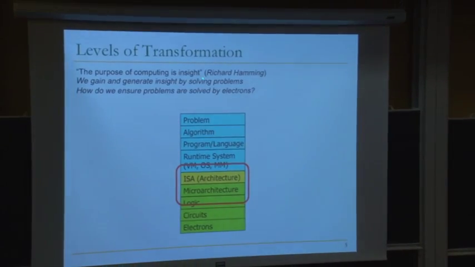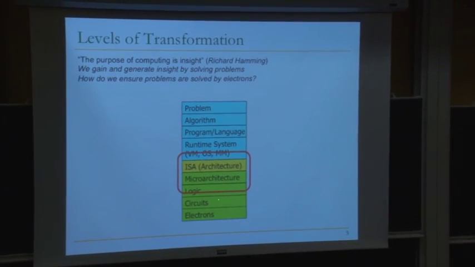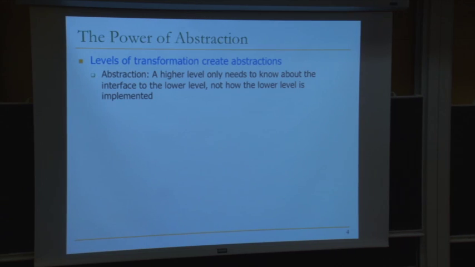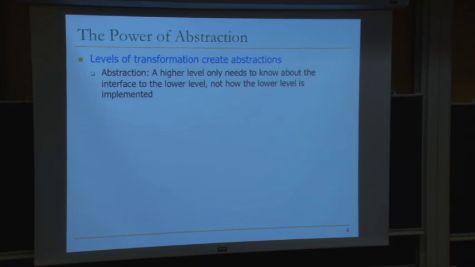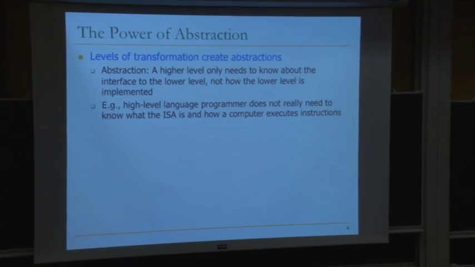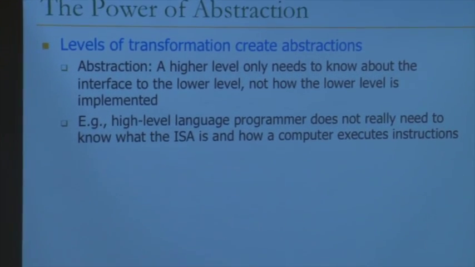So what do these levels of transformation actually enable? It's really abstraction. We're abstracting some things by going up in these hierarchy or levels of transformation. They create abstractions. What is an abstraction? Basically, a higher level in that picture needs to know only about the interface to the lower level, not how the lower level is actually implemented. For example, a high-level language programmer does not really need to know what the ISA is and how the computer actually executes these instructions.